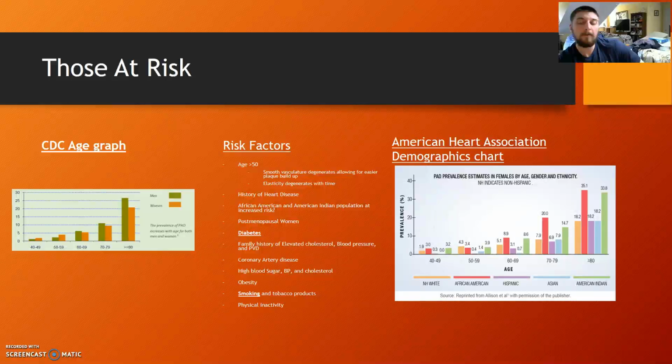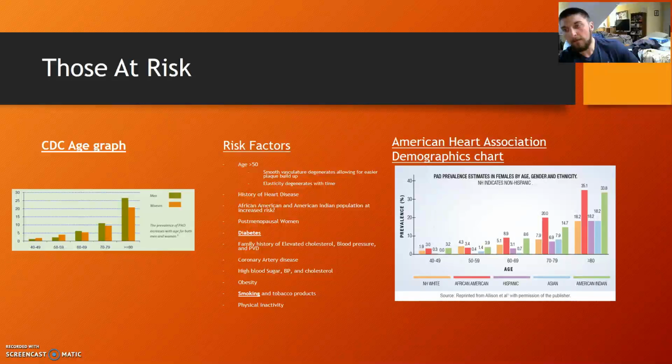If you're obese or if you're physically inactive, you're going to be at a greater risk for developing peripheral artery disease. One really interesting thing that I found was the demographic statistic of prevalence of PAD. So if you take a look to the right, I found this chart off the American Heart Association's website, but at age 70 through 79 and those greater than age 80, if you're an African American, your instances of peripheral artery disease are double that of those of Caucasian or Hispanic Asian descent.